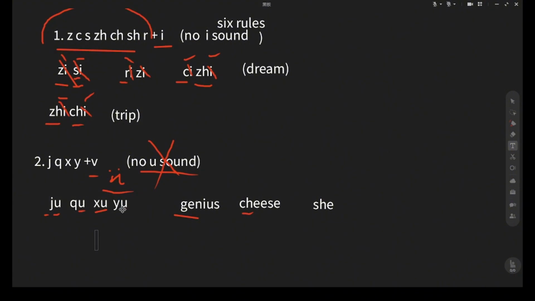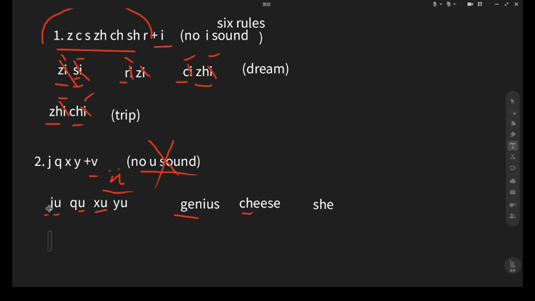Yes, this is yu, not u, okay? So try to remember. When this ji, qi, xi, yi appears with yu together, these two dots disappear. So it's still a yu sound, never a u sound, okay? This group never goes with u together. So you can read it as ji, u, ju, right? No u sound.